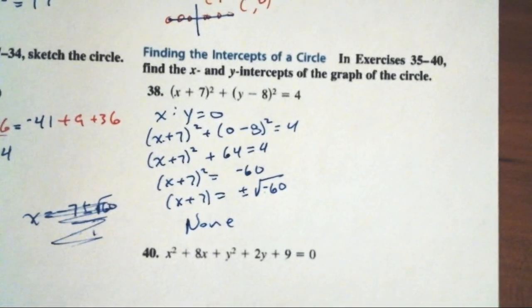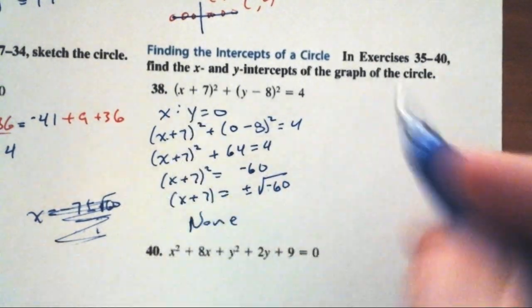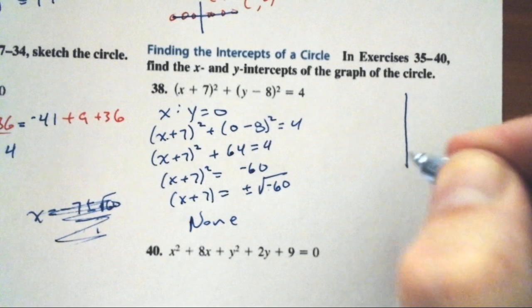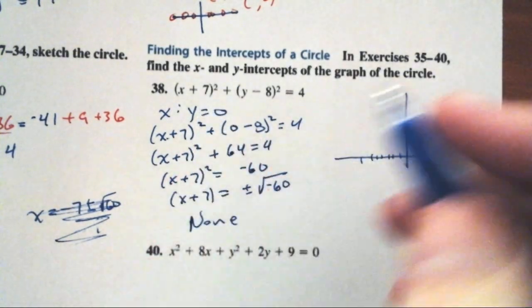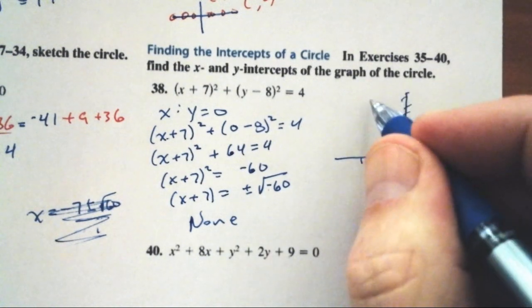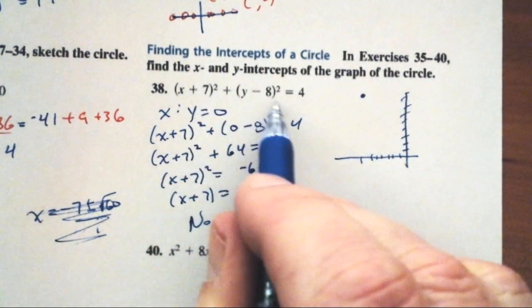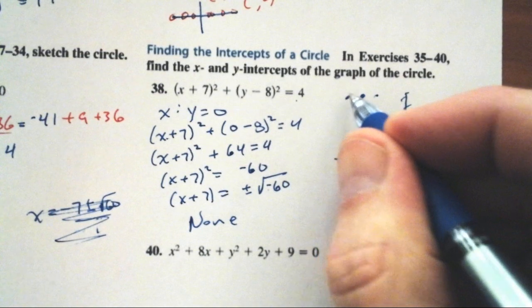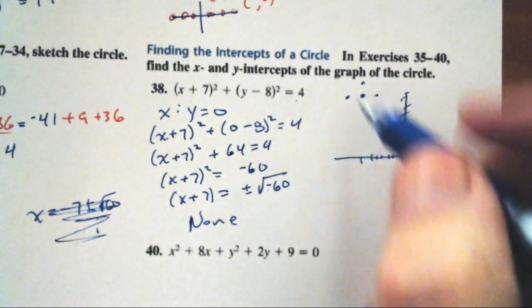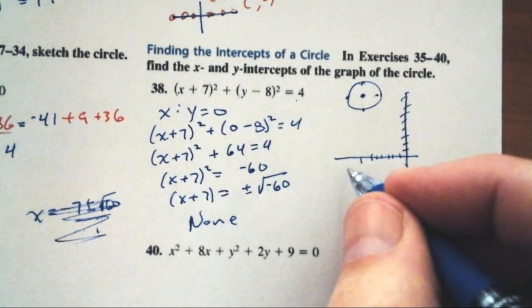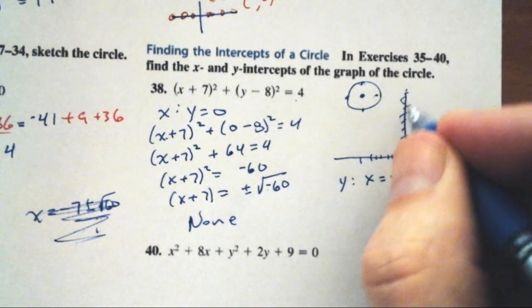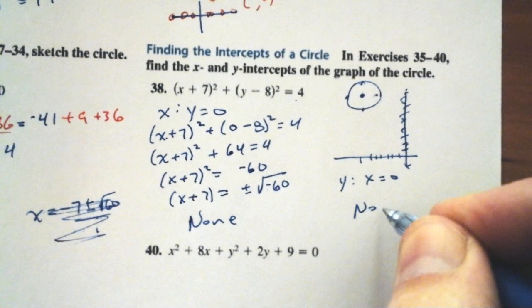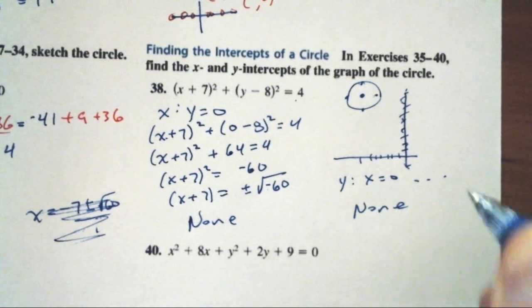Let's see if that makes sense. This is a circle. Center is left 1, 2, 3, 4, 5, 6, 7, and up 1, 2, 3, 4, 5, 6, 7, 8. And it only has a radius of 2. Just a little bit over, a little bit up. So not only does it not have x-intercepts, if we were trying to find the y-intercepts when x equals 0, we would come up with none for that.